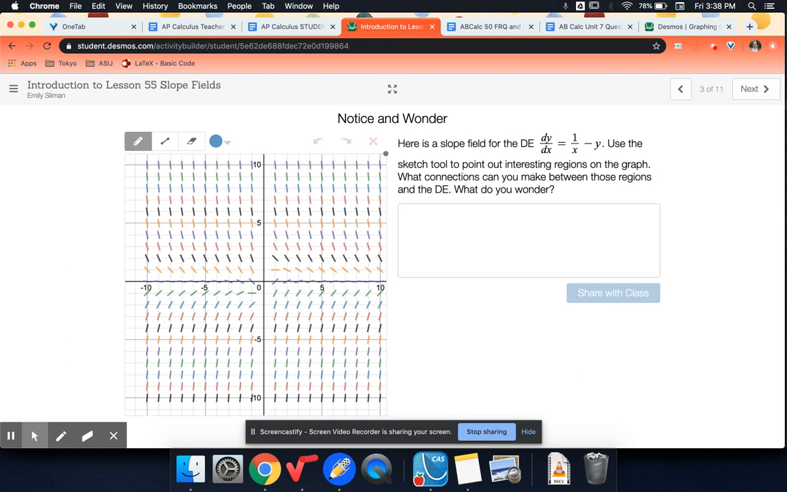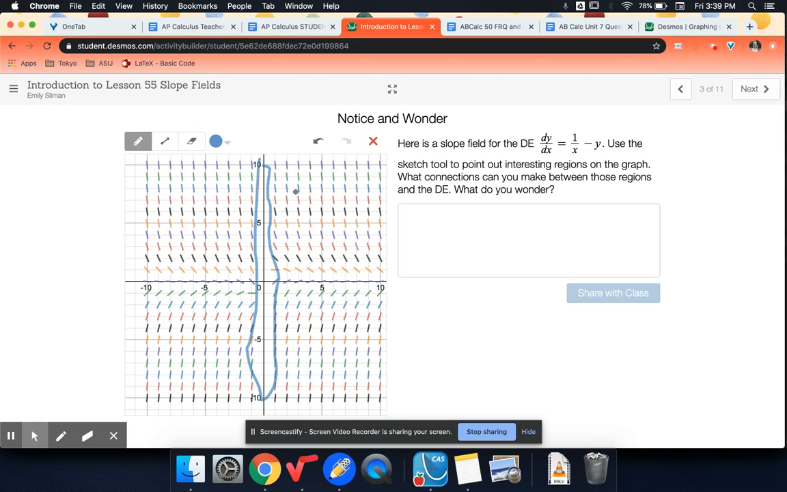All right, here we have a different slope field. This one matches the differential equation 1 over x minus y. So 1 over x, this time I have no points on the y-axis because I can't divide by 0. And I want to use the sketch tool to point out interesting regions on the graph. So I've got my sketch tool here. So I would say one of them is the one I just talked about. Sorry, that's the y-axis. That's interesting because I have no points.